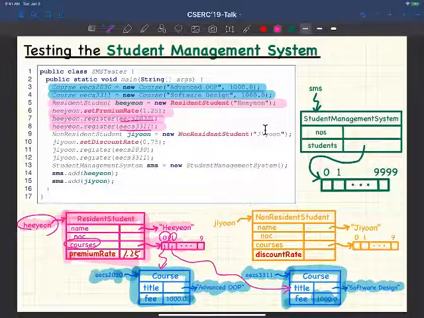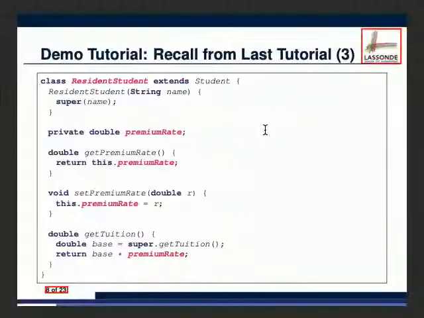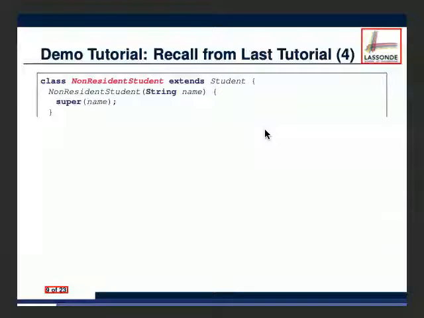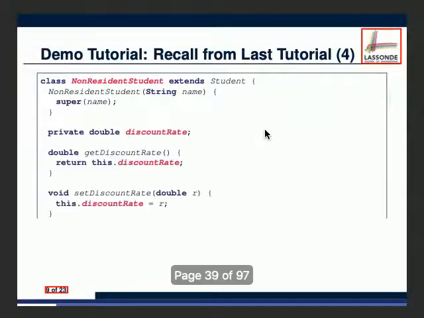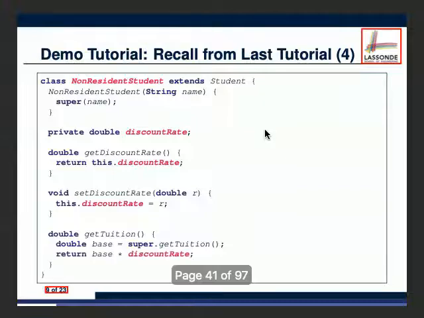Okay, pretty straightforward. So now we're going to see how the second student is going to be defined in just a moment. Okay, so now we're done with the first student. Let's go back to the slides over here, and then we'll see. Non-resident student, the second kind, the second subclass. And then we got non-resident students, and also we got a discount rate that we just introduced for this kind of student. And then we have also get tuition. For this one here, we're going to calculate the base amount, and then we're going to apply the discount rate. Okay, pretty much similar to before.